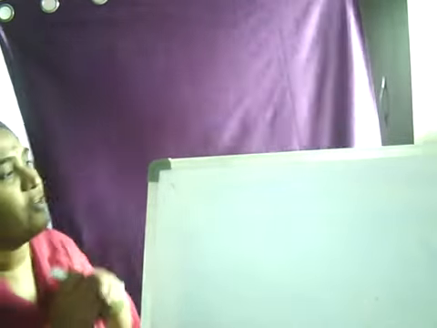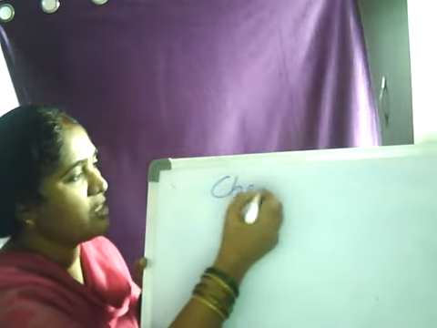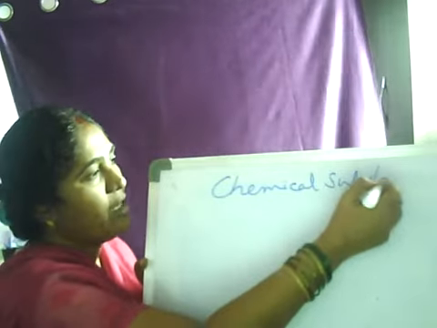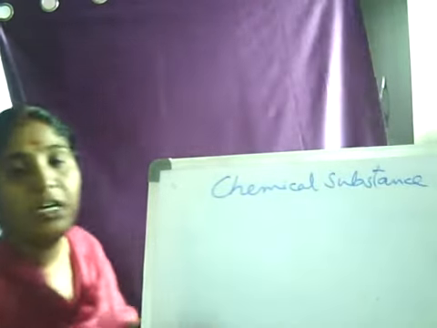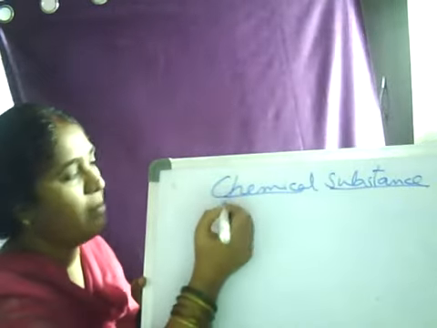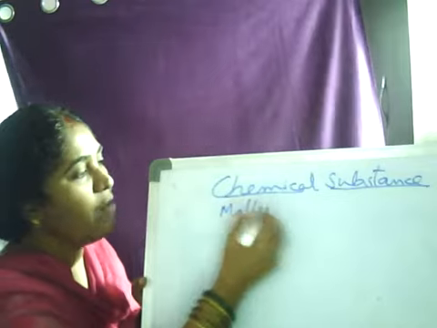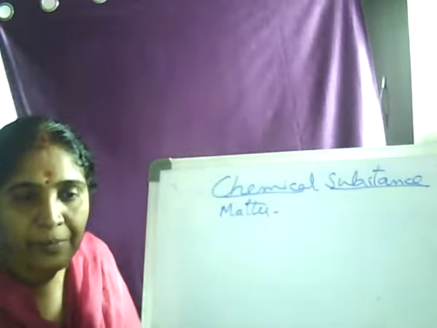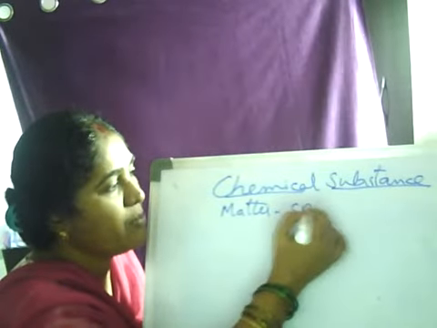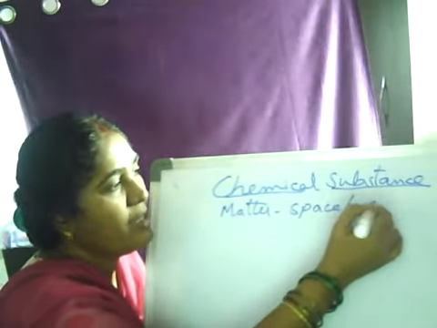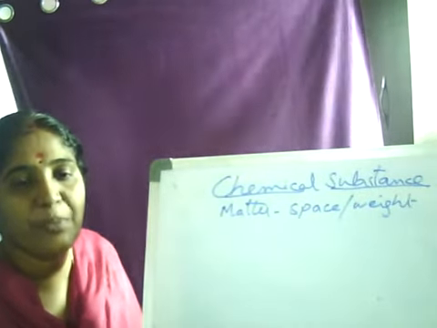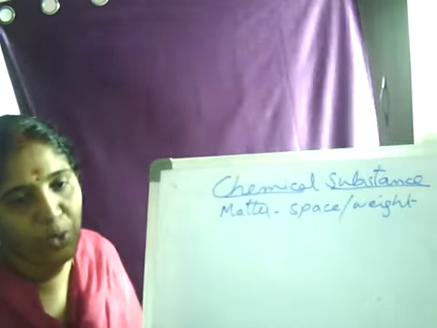When we are dealing with chemical substances, the first thing which comes to our mind, which I think you have already heard about, is matter. The substance is nothing but matter. Now, how are you going to define matter? Matter is a substance which occupies space and has some weight.